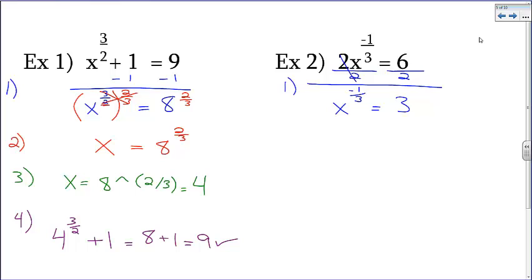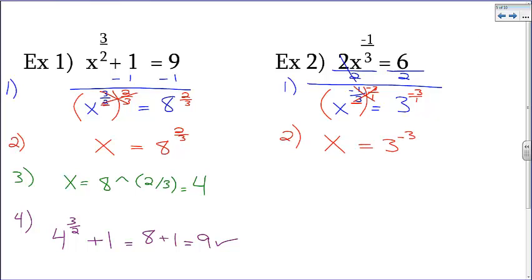Next, I want to get my variable alone and to the first power. To do this, I raise the left side to the reciprocal power of x. Note that my reciprocal is negative because my original power was also negative. And what I do to the left side, I must also do to the right side. So I raise the right side to the same power.